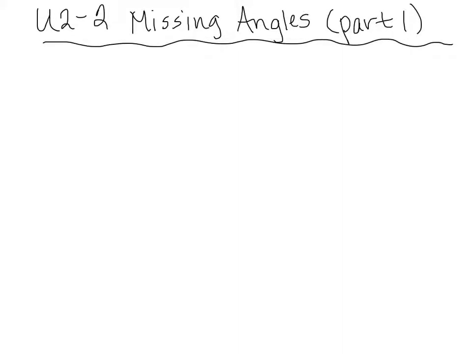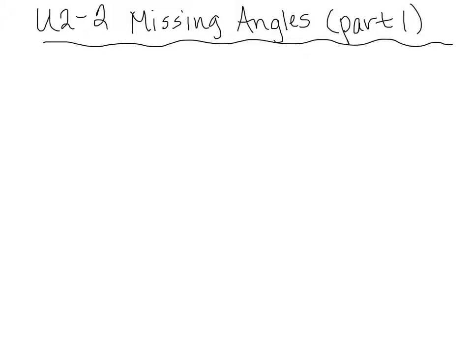This is the skill video for Unit 2, Skill 2, which is on finding missing angle measurements. We talked about having different kinds of angles in Skill 1. We have complementary angles, supplementary, vertical angles.